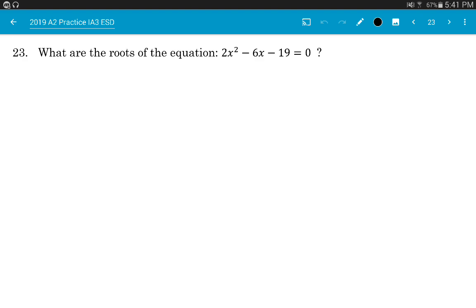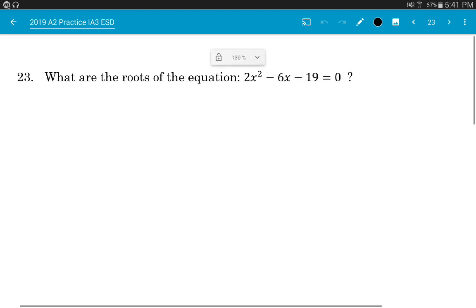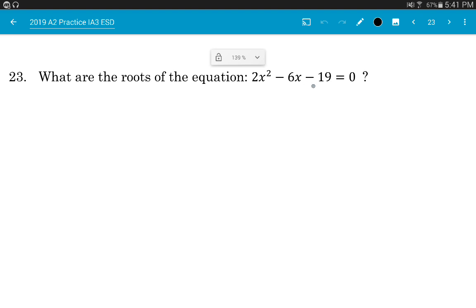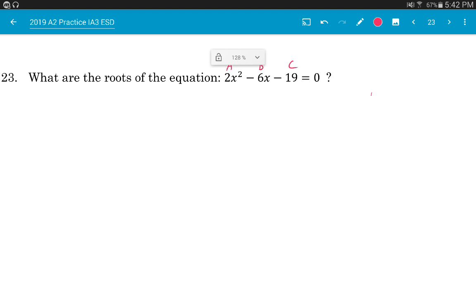23, the roots of this equation. I can't divide by 2 on all the terms, but I do need to take into account this guy. So what I'm going to do is this is a, b, and c. I'm going to do a times c factoring. A times c, that's 2 times negative 19, is negative 38. Now let's see. What are the factors of negative 38? Well, it's 19 and 2.